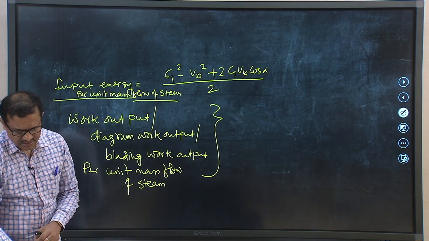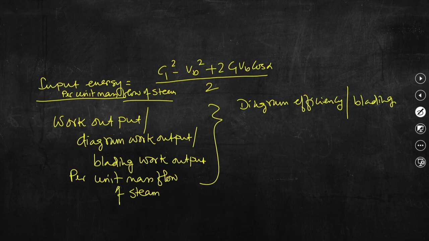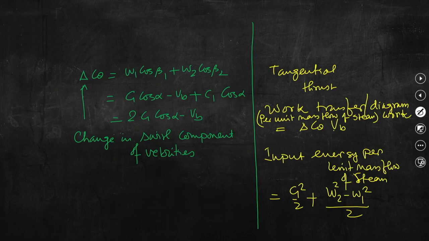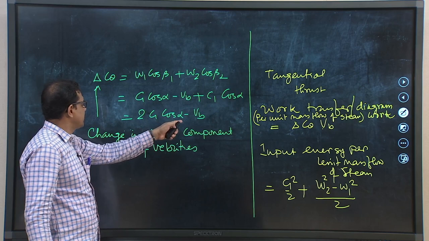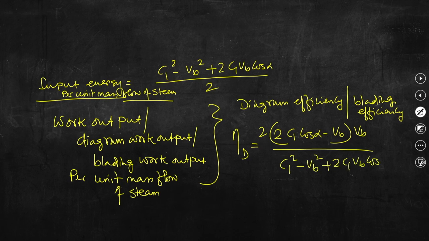Now, if we write it, then the diagram efficiency or blading efficiency eta d would be equal to delta C theta into Vb, that is 2 C1 cos alpha minus Vb into Vb, so 2 C1 cos alpha minus Vb into Vb, divided by this quantity. So we can write C1 square minus Vb square plus 2 C1 Vb cos alpha, where the 2 goes to the numerator.